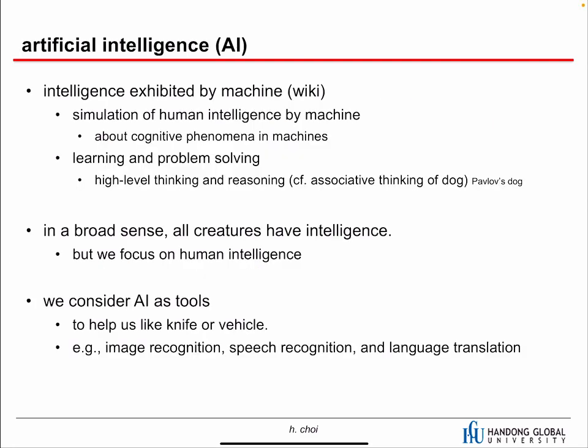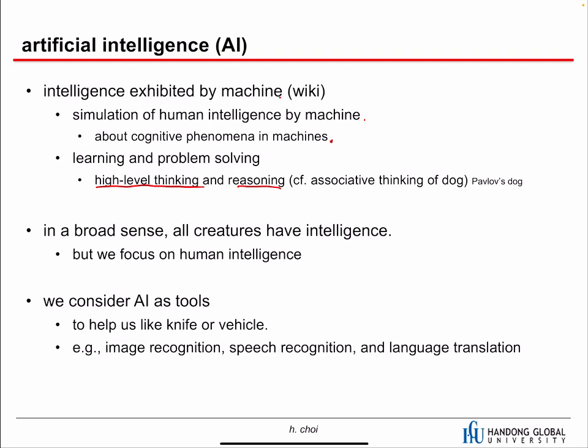Then what is AI? AI can be defined in many different ways, but roughly speaking, AI is intelligence exhibited by a machine. It is about simulation of human intelligence by machine, and it's all about cognitive phenomena in machines. It's basically the same thing. And AI is about learning and problem solving, which means it is about high-level thinking and reasoning.